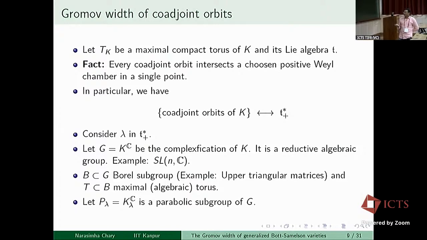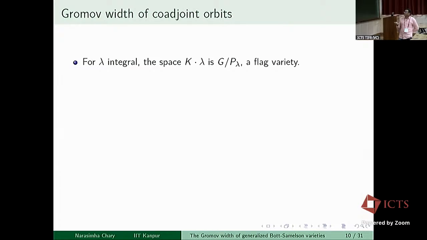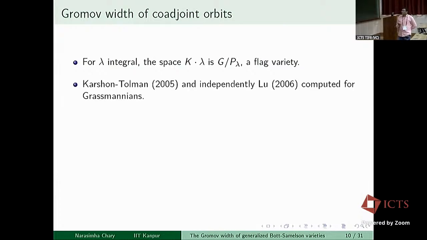Now there is a nice thing. For this coadjoint orbit, you have to put some kind of condition here. We are putting the integral one. If lambda is integral, this coadjoint orbit is nothing but a flag variety. There is a full history of finding the Gromov width. The first, natural one is Grassmannians. A Grassmannian is also a flag variety.